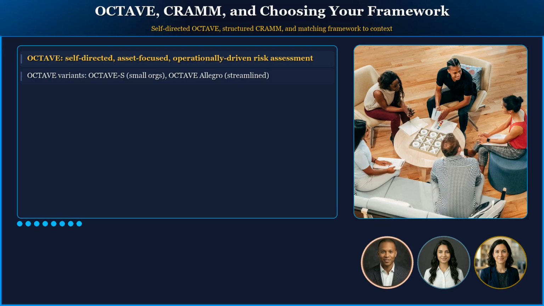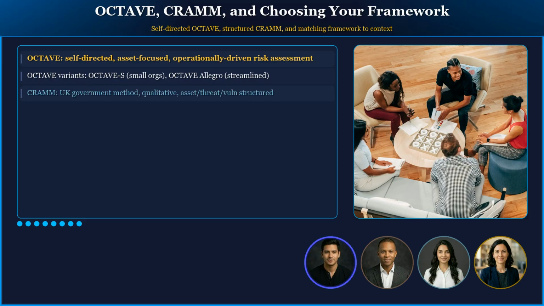OCTAVE has 3 variants worth knowing. The original OCTAVE was built for large organizations. OCTAVE S was designed for small organizations with fewer than 100 staff. OCTAVE Allegro is a streamlined version focused specifically on information assets. It is faster to run and does not require the full organizational workshops that the original demands.